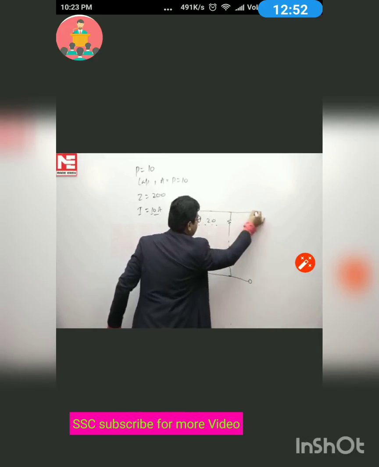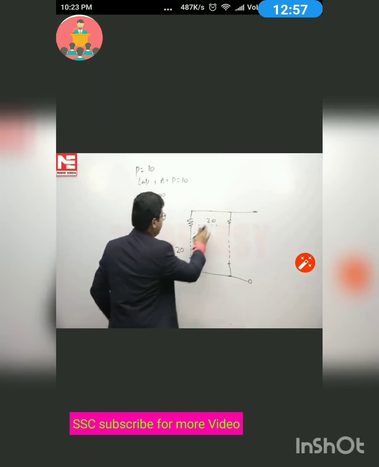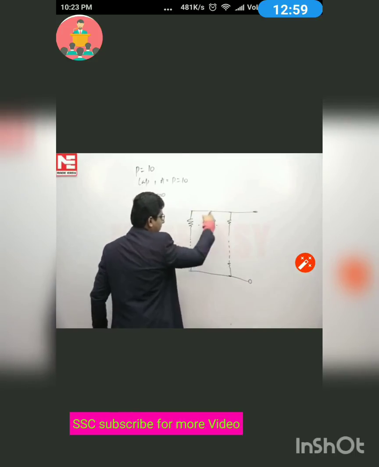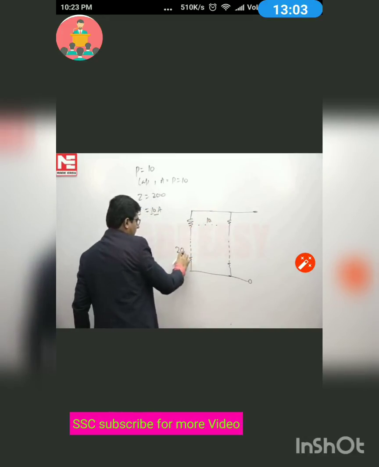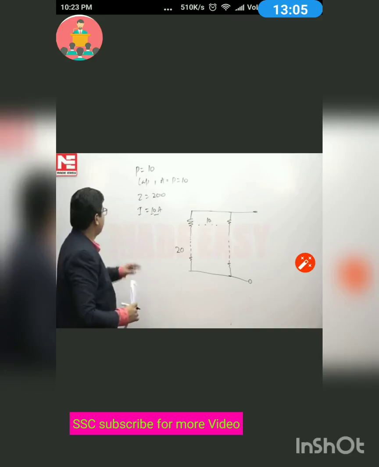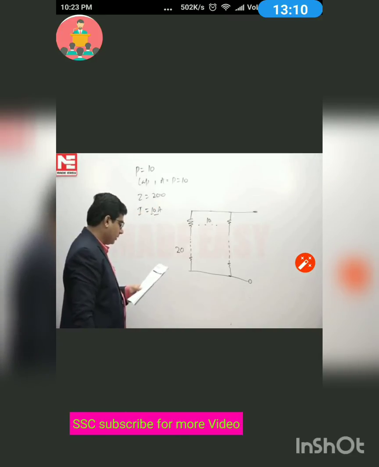This is the winding circuit diagram, we can say that. Here there are 10 parallel paths, and the number of conductors is 20. So the total conductors will be 200. Now it is asked to calculate the power rating of the DC machine.